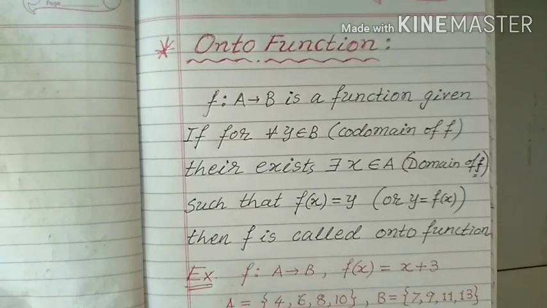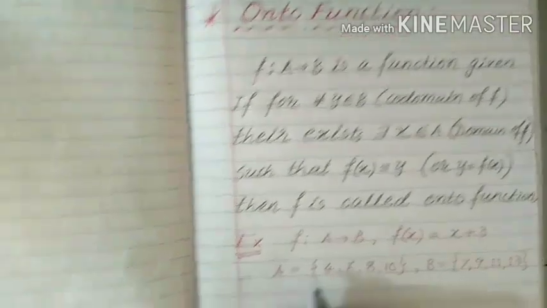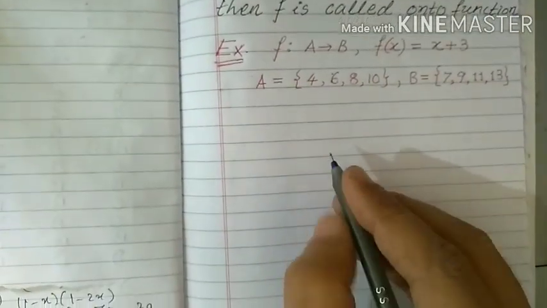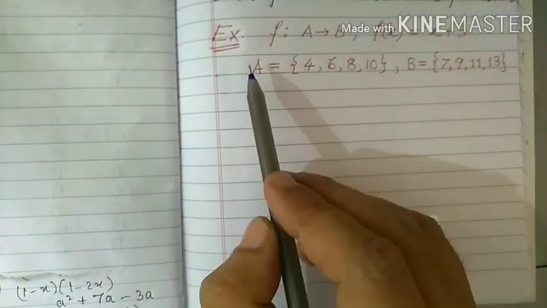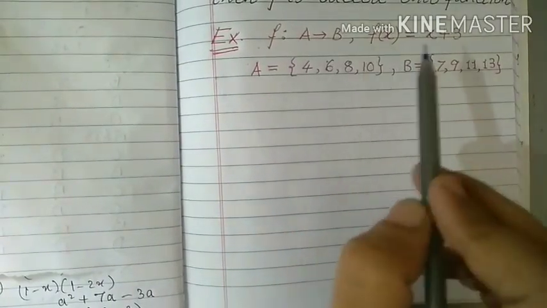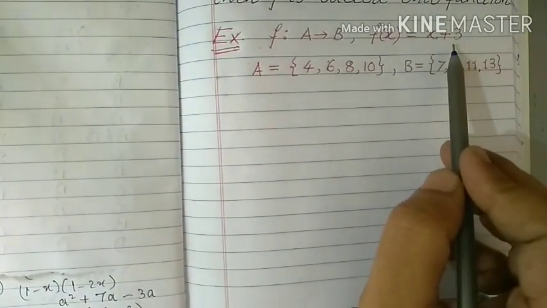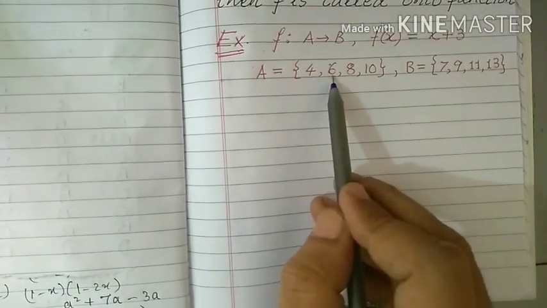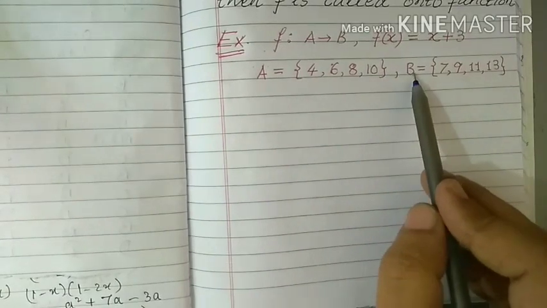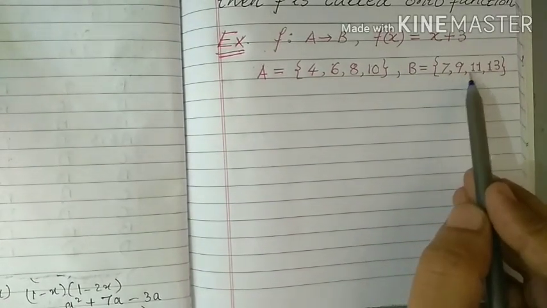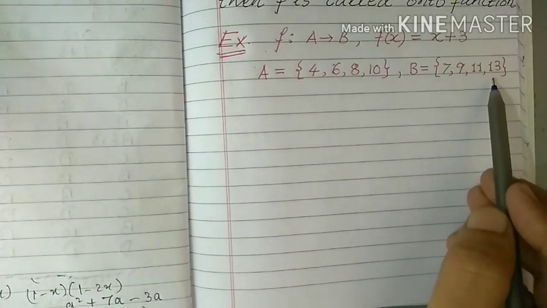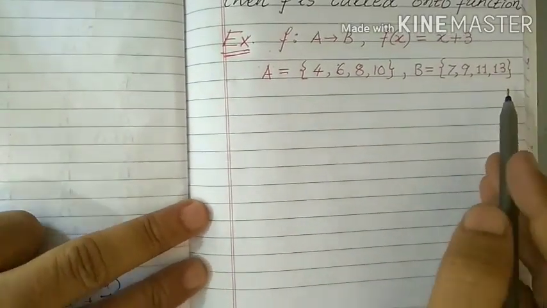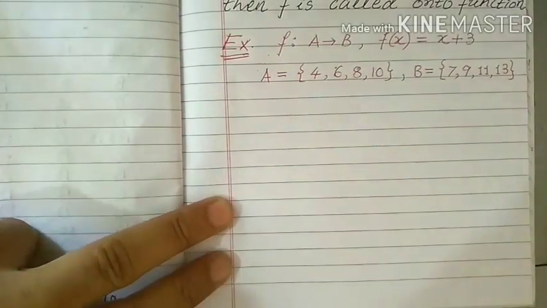So first of all, I will show you an example. The example is f: A to B, f of x is equal to x plus 3, where domain A is the set having elements 4, 6, 8, 10, and codomain B is the set having elements 7, 9, 11, 13. Very easy and simple example I have taken here. So let us understand.